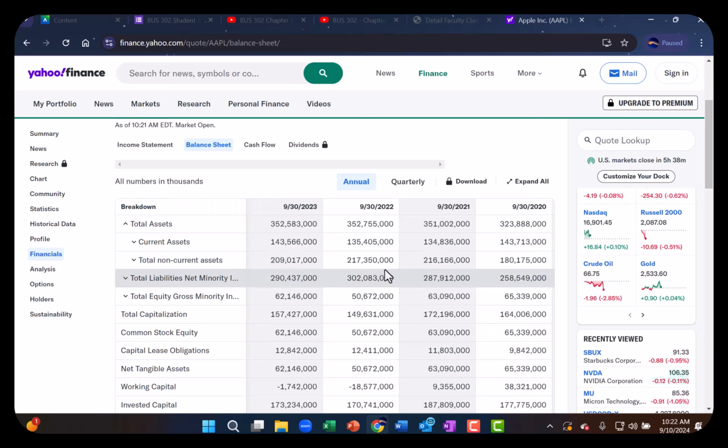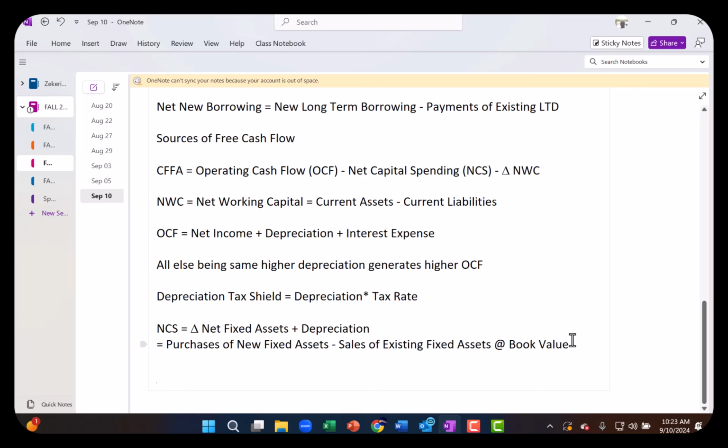So in the absence of any fixed asset transactions, I should have seen 206 billion or so. But I have 209. That means Apple actually added about $3 billion in new fixed assets, right? And change in net working capital is equal to change in current assets minus change in current liabilities.